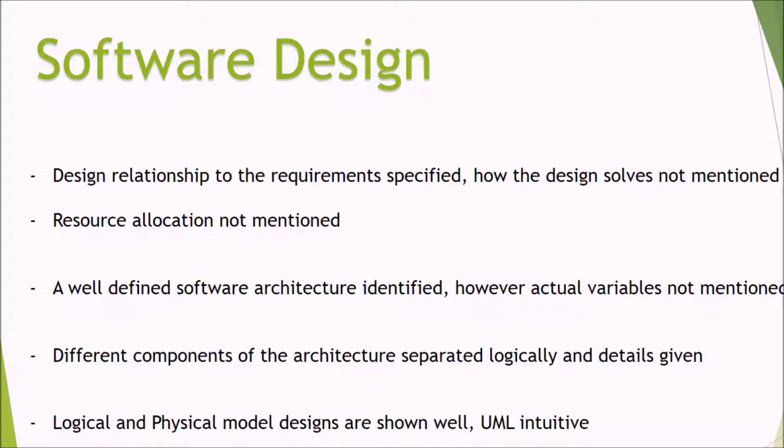The different components of the architecture are separated logically and the details given. For example, the human interface design, the data design, and the system architecture have all been separated and their details are given. The logical and physical model designs are also available, including the UML, and these are intuitive, which can be easily understood by most users.